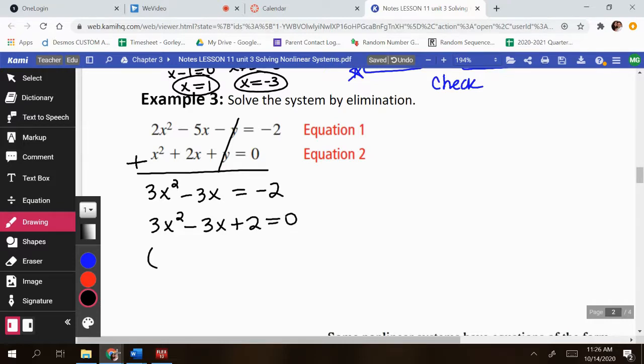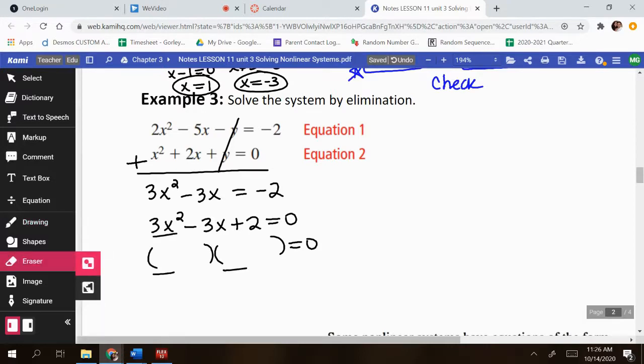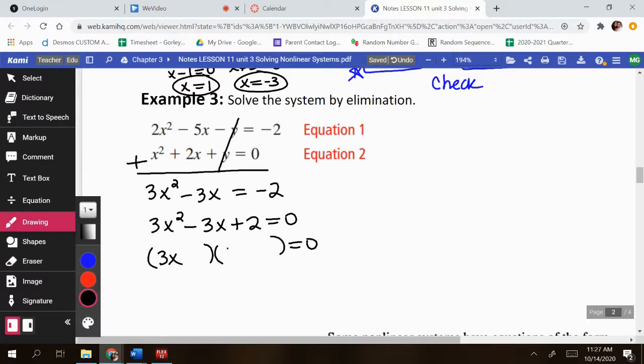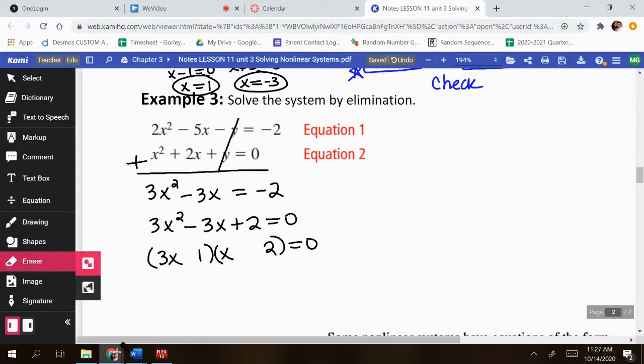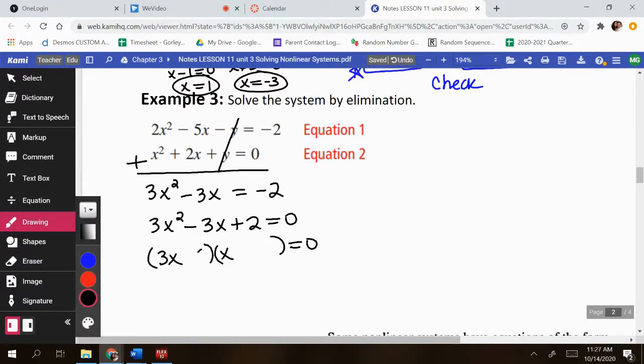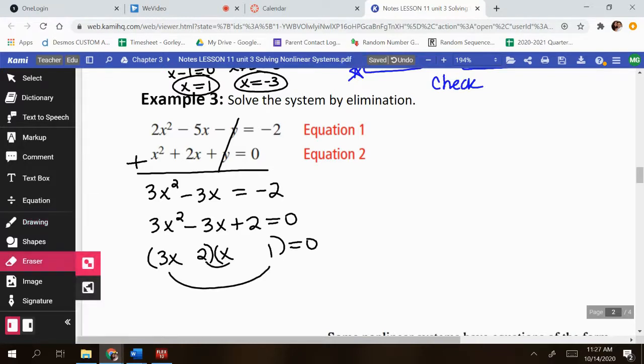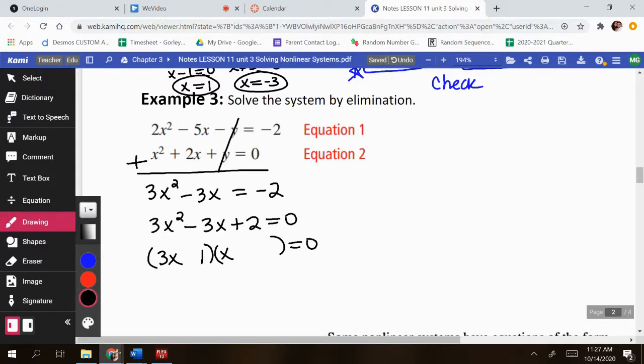There's no GCF, so I'm just setting up my parentheses. What times what is 3x squared? That's going to end up being 3x times x. And then to multiply to give me 2, I can either do 1 and 2 like that, or I can do 2 and 1. Here we have 3x and here we have 2x. So that's not going to get me to negative 3x in the middle. So it's going to have to be what I had before. Now I have 6x and 1x.